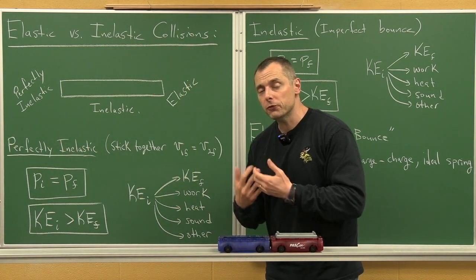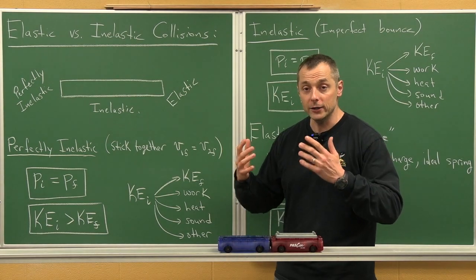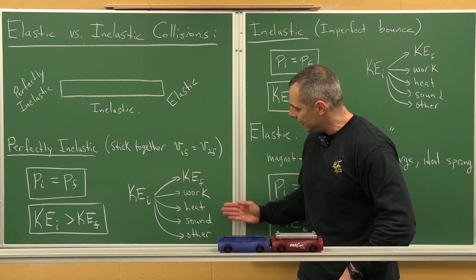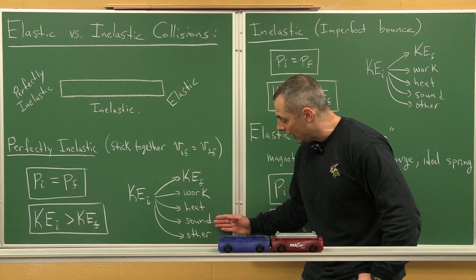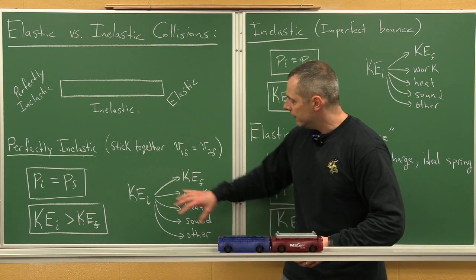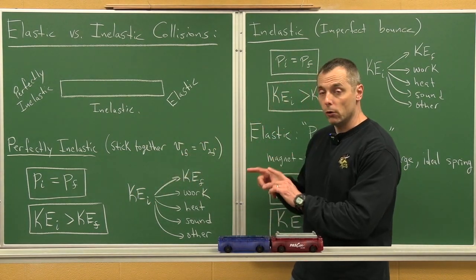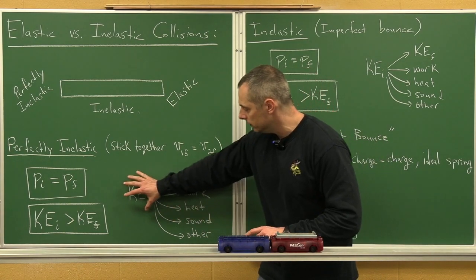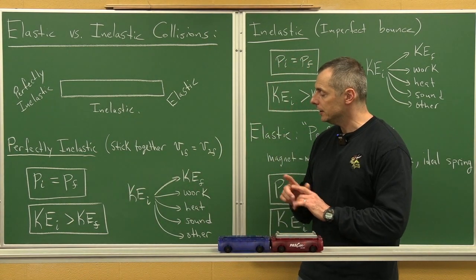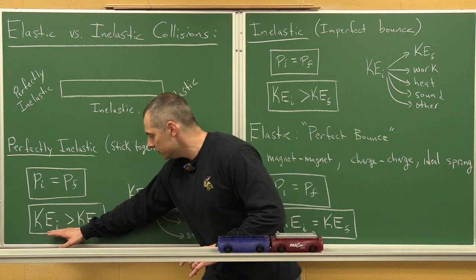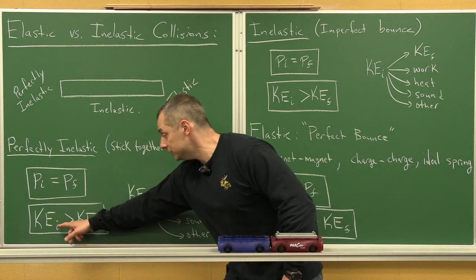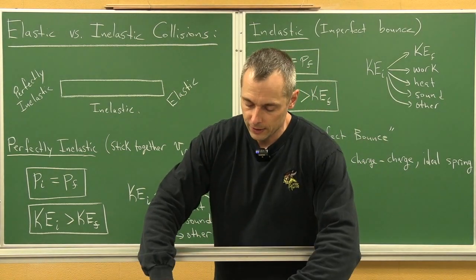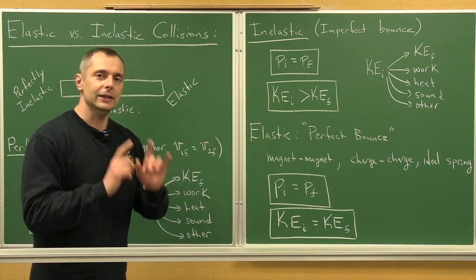Where did that energy come from? It can't come from just nowhere. Energy is conserved. It came from some of the original kinetic energy. And then there could be heat, sound, and other kinds of energy that are produced. So the total energy is still conserved. If you add these all up, you still get the original kinetic energy. But it's just that some of the kinetic energy was converted, so the initial is greater than the final kinetic energy. Now, so that's perfectly inelastic.